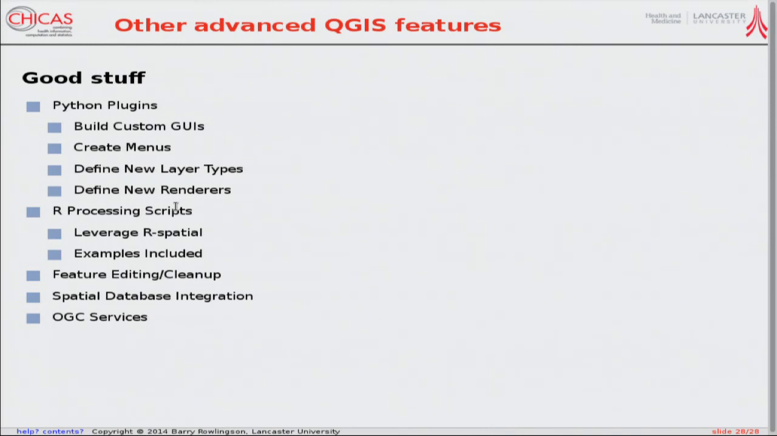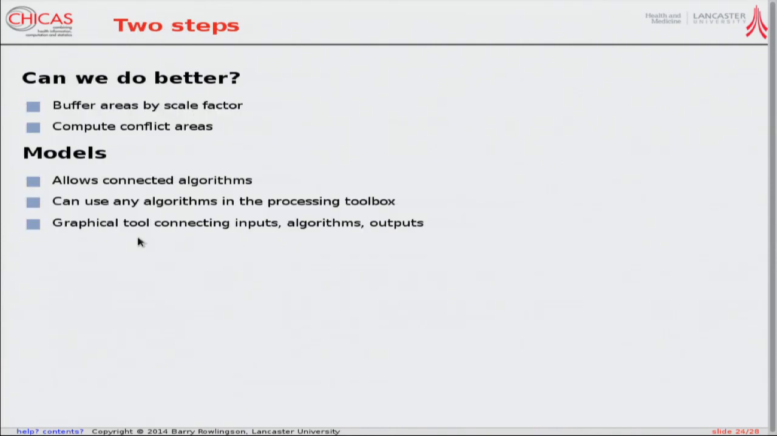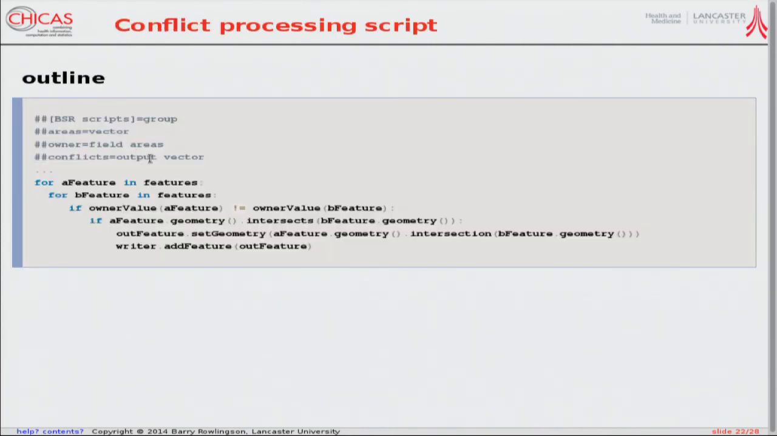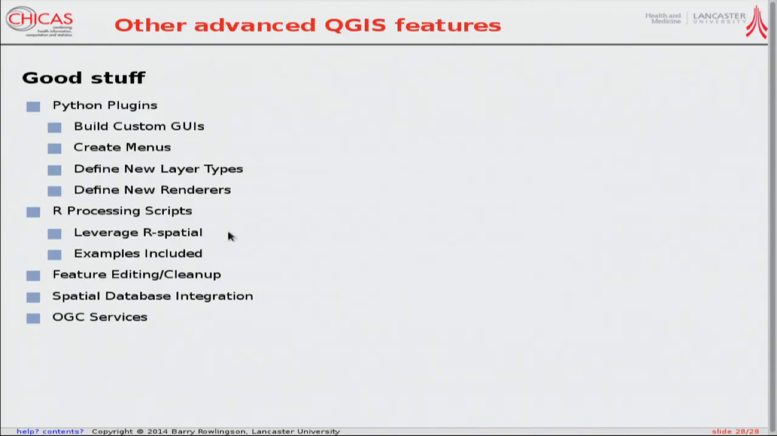Again, I'm deviating from my no R way here, and the guys are going to go, why don't you just do everything in R? You can build R versions of these scripts. There's an R processing module. You give it the same kind of header like this, but instead of having to write Python code, you can write R code. And the layers in your QGIS map get magically converted into spatial polygons data frames, which you can then play with in R, and then create a new spatial polygons data frame, which gets turned into a new layer on your QGIS map. So you can write really neat plugins in R, which I haven't done, but you can do it. And there are some examples included in QGIS for doing that.